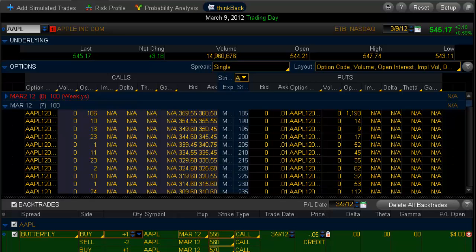The broken wing butterfly, again, is just the wing is spaced wider than a traditional butterfly, and the reason why the spacing is a little bit wider on the direction that you're looking for to move is because typically you will get a credit. Now for this trade, I actually was able to get a 10-cent credit at the time. You can see here on a 1x2x1 we get a $9 profit because of where prices closed.